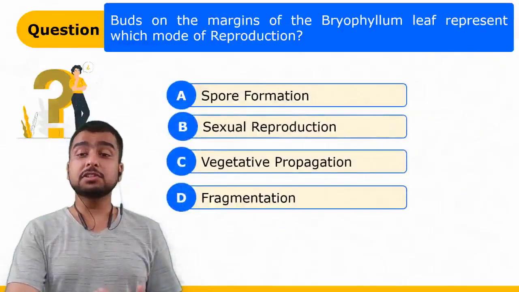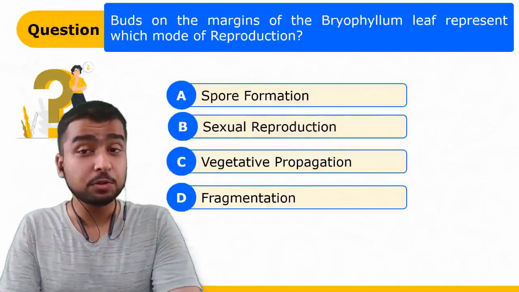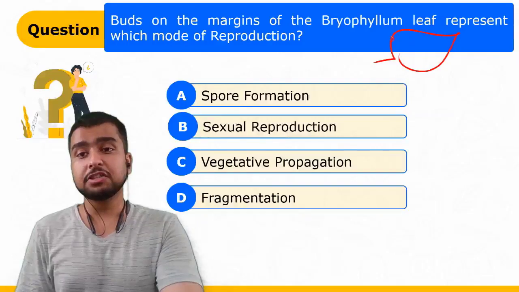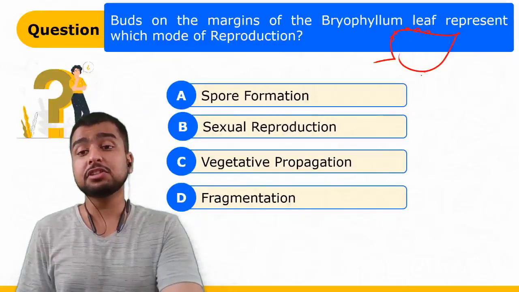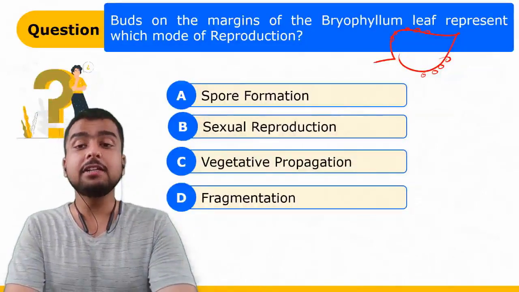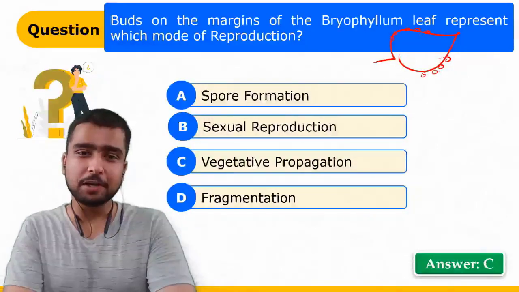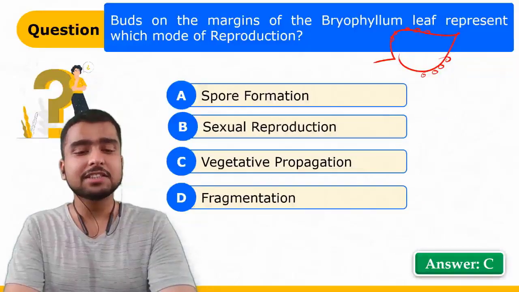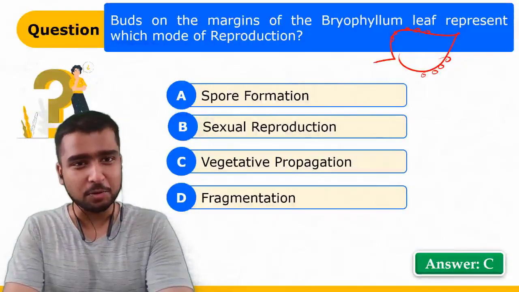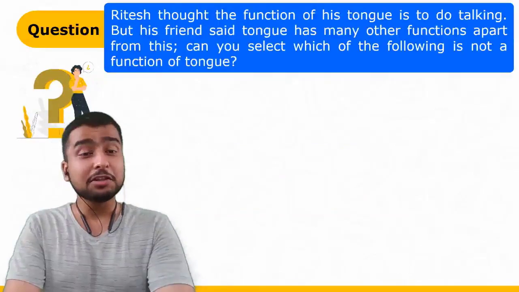Now, buds on the margins of bryophyllum leaf represent which mode of reproduction? Now, बेटा, ब्रायोफाइलम लीव्स के मार्जिन पे आपके एडवेंटिशियस बड्स होते हैं. जब ये लीव्स जमीन पे गिरते हैं तो दे कैन गिव राइज टू द न्यू ब्रायोफाइलम प्लांट. हेंस दिस इज एन एग्जांपल ऑफ वेजिटेटिव प्रोपगेशन जिसमें कोई गैमीट का फॉर्मेशन नहीं हुआ. अगले क्वेश्चन पे चलते हैं.